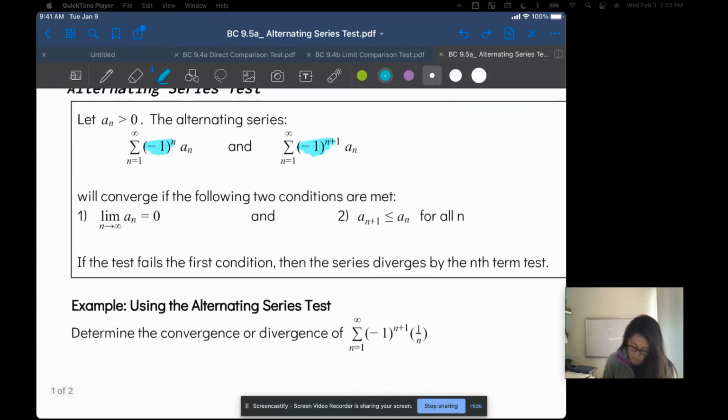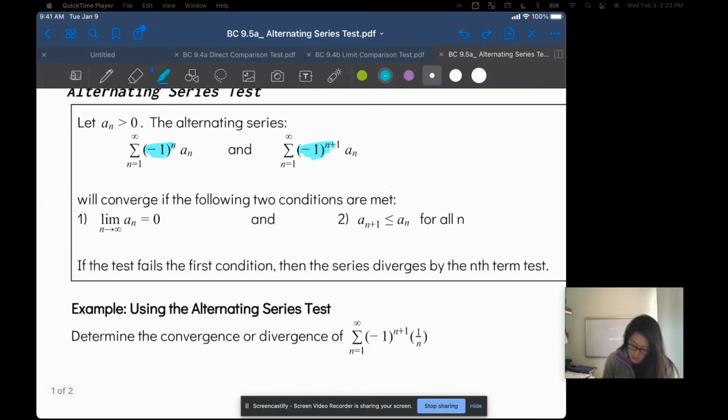Okay, so what we know is that if the limit as n approaches infinity of a sub n is equal to 0, like the nth term is equal to 0, and the second term is smaller than or equal to the first term, then the series will converge. Okay, so if it's decreasing, then it'll converge.